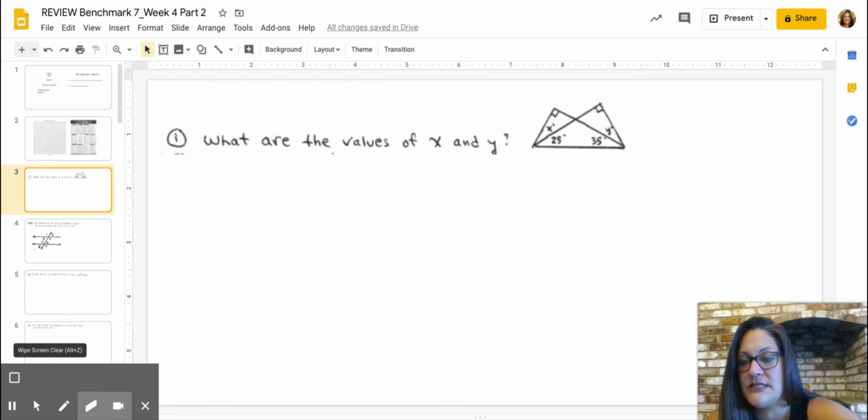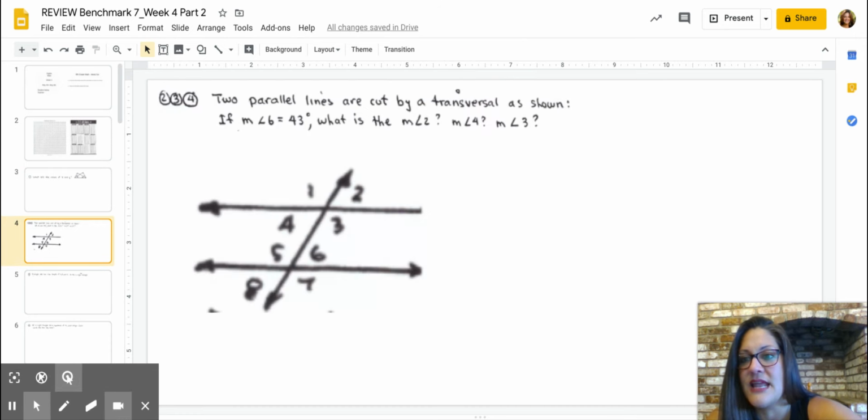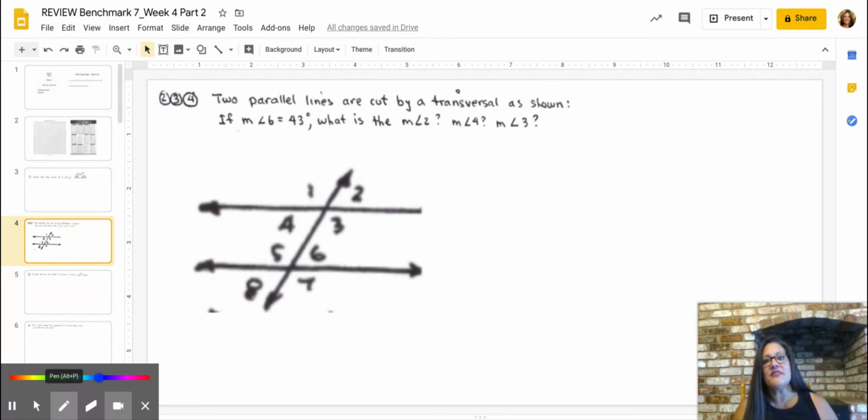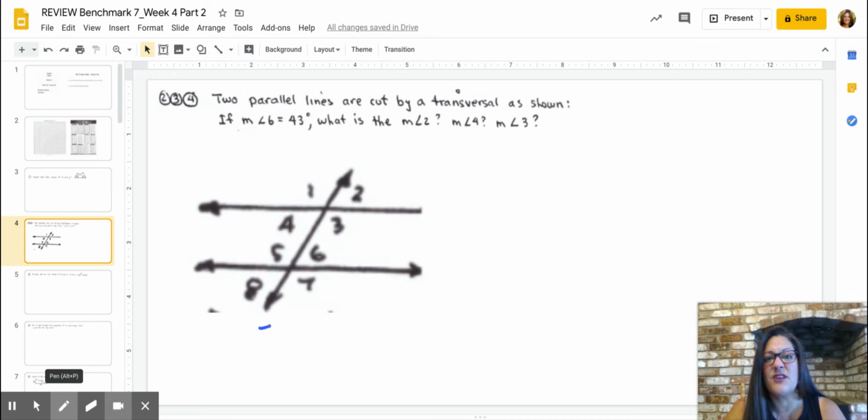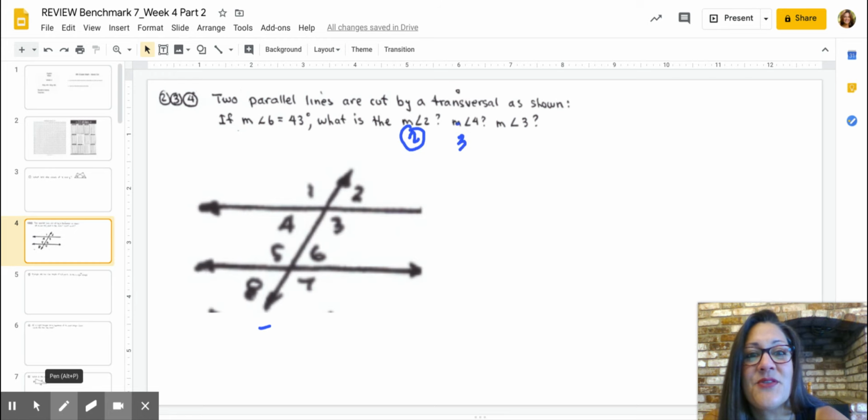Oops, there we go, delete. And next problem. On this one, you'll see that I enlarged this picture right here. These are for numbers 2, 3, and 4. So right here, this is number 2. This is number 3. And this is number 4.